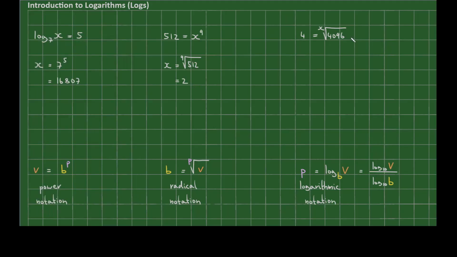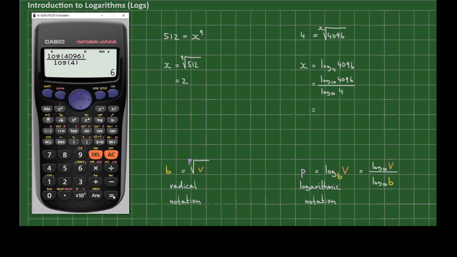One more to go. So this time we have 4 equals some unknown radical x of value 4096. In this case, x is the power, which means I need to use logarithmic notation. X will equal log to base 4 of the value 4096. Now, seeing how my calculator does not know how to handle log 4, I'm going to perform the log 10 conversion. And once again, I'm going to use my calculator to help me solve this. According to it, the solution is 6.